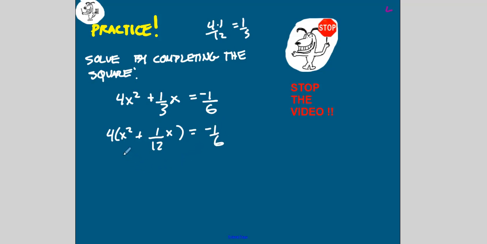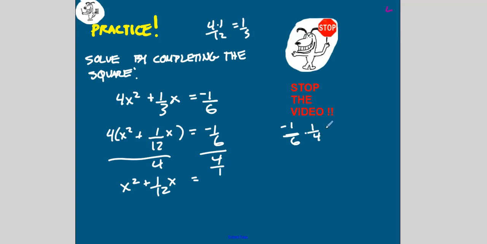Now I'm going to divide everything by 4. On the left side I have x squared plus 1/12 x. On the right side I have negative 1/6 divided by 4. I'm going to write that as 4 over 1. Remember, your fraction bar means division, so negative 1/6 divided by 4 over 1 is the same as negative 1/6 times 1/4, which is negative 1/24. So this is going to be negative 1/24.